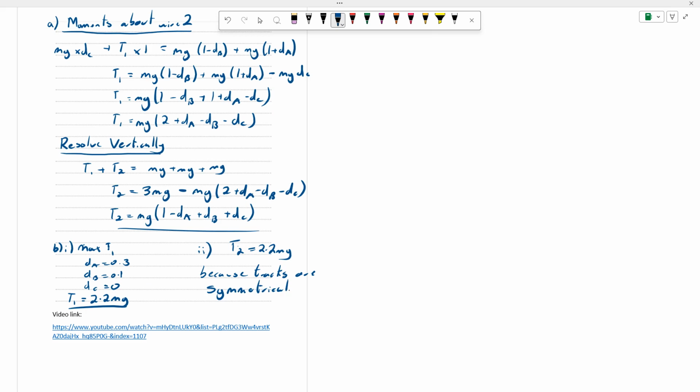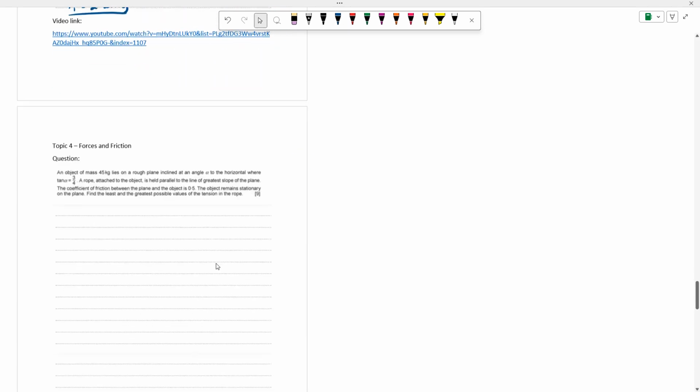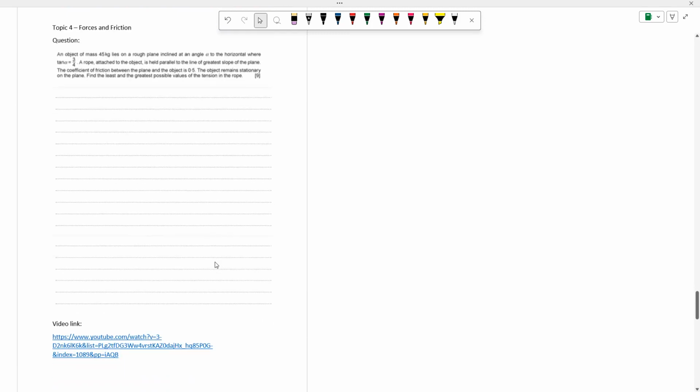So question 4, force and friction. So get some diagrams drawn here. I've got an object of mass 45 kilograms lying on a rough plane inclined at alpha. So straight away, here comes my generic block on a slope. It's got a mass of 45 kg and a weight of 45g. It would have a normal reaction going up, and this is alpha. They tell me tan alpha is 3 over 4.